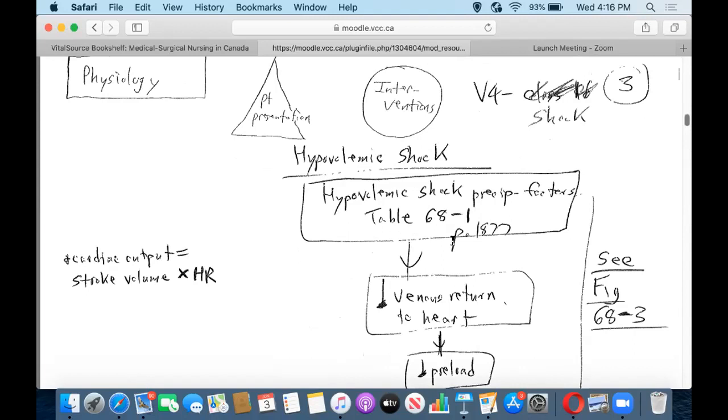Of course, it depends on what's causing the bleed. Assuming the bleeding has stopped, then you give a blood transfusion. Assuming it's just dehydration, then you give IV fluids. So from that perspective, it's fairly straightforward.